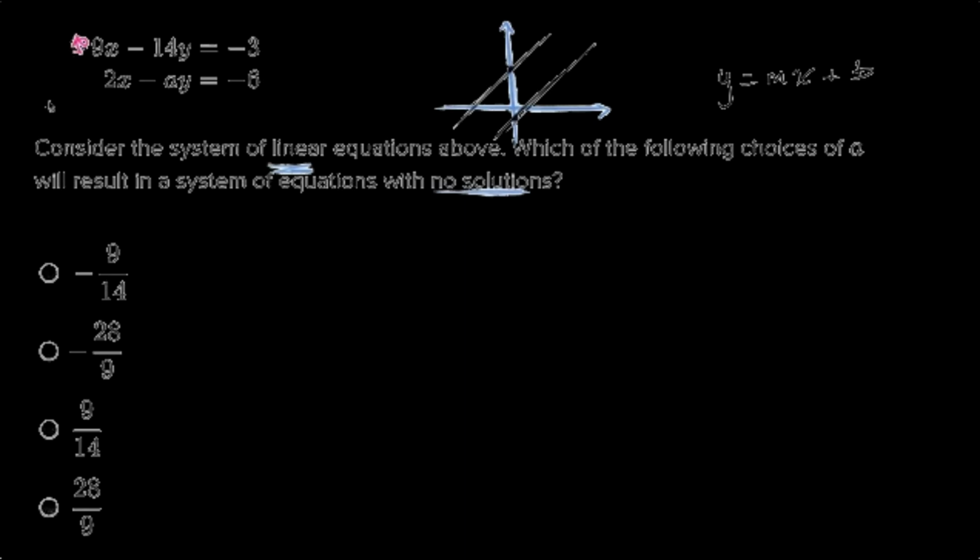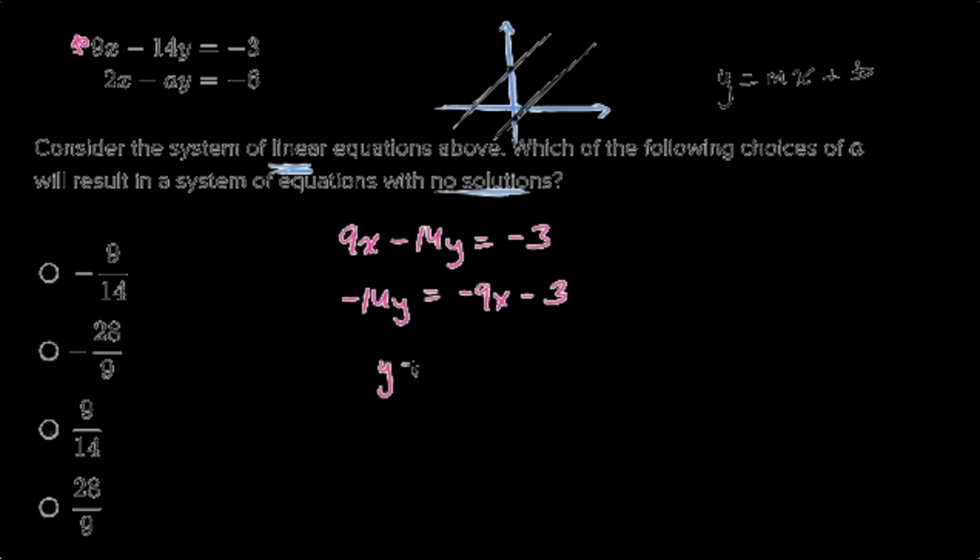So first I'll do this one up here. So you have 9x minus 14y is equal to negative 3. If I subtract 9x from both sides, I would get negative 14y is equal to negative 9x minus 3. If I divide both sides by negative 14, I'm going to get y is equal to negative 9 divided by negative 14 is positive 9 over 14x, and then plus 3 over 14. So that's this line written in slope-intercept form.